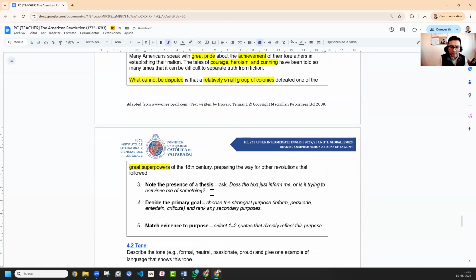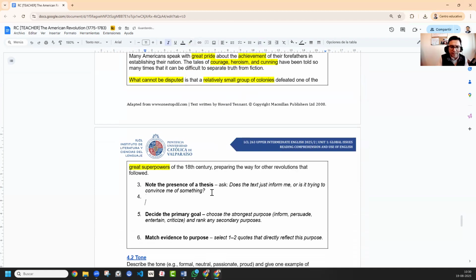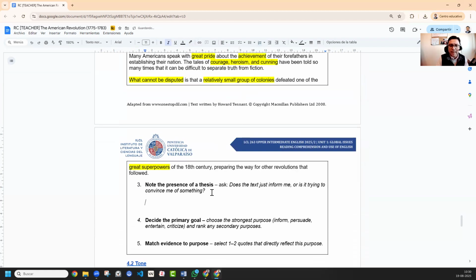Okay. Then note the presence of a thesis. Ask, does the text just inform me or is it trying to convince me of something? So we can say that it is mostly informative with undertones of admiration towards the colonists, of course.